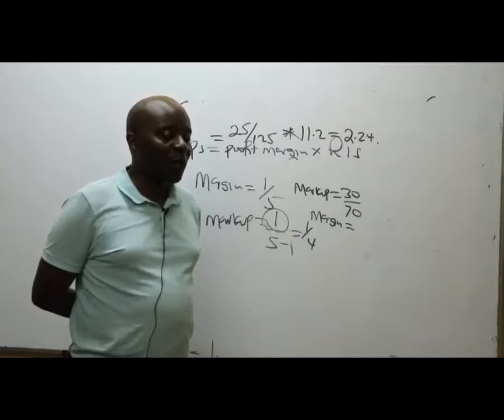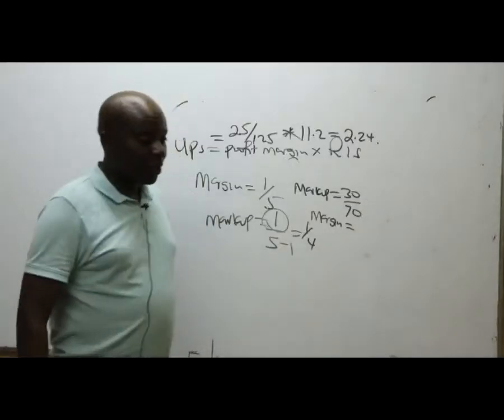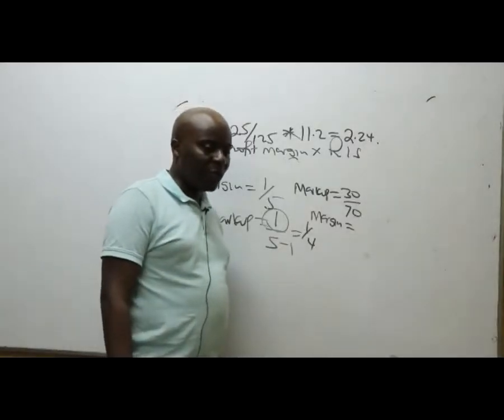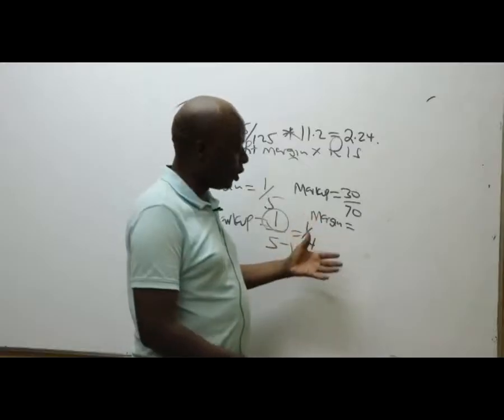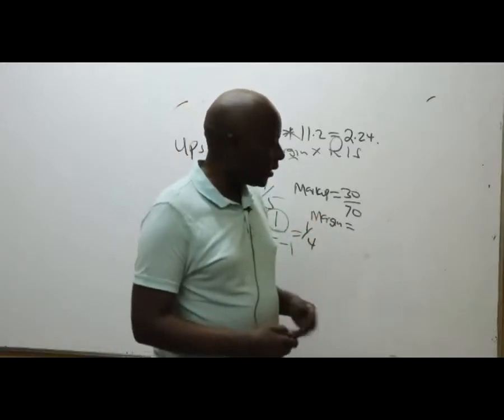Margin will be what over what? 30 over 100. You guys are bright. 30 over 100, because for margin, I must always add.